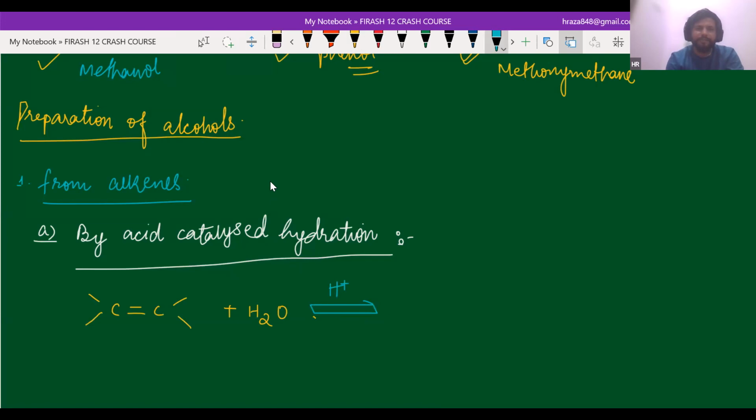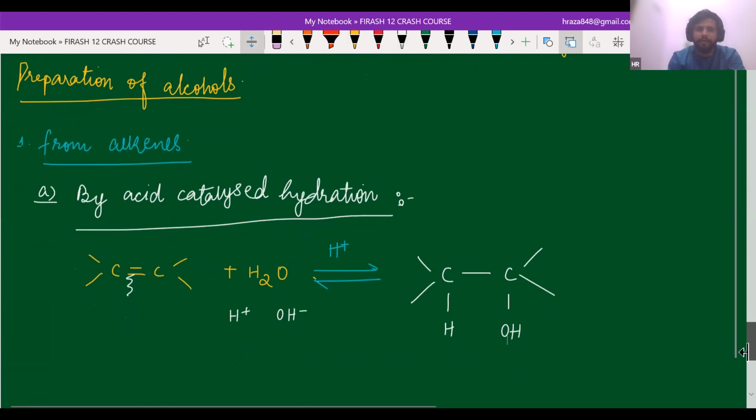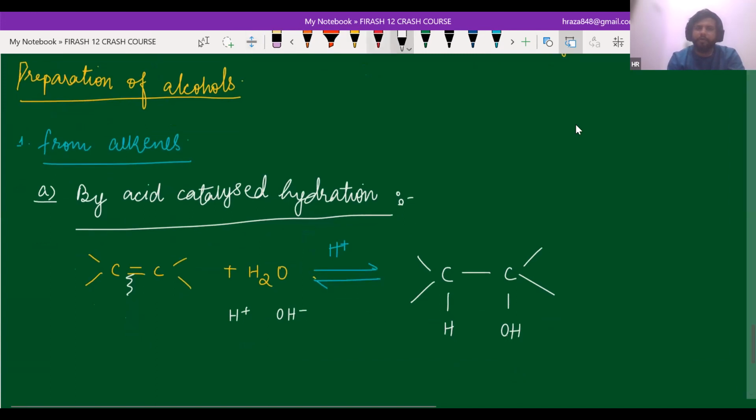So what will happen here? One of the bonds will be broken. This bond will be broken, and H2O has two parts, H plus and OH minus. It will go across the double bond. So the bond is broken, and you can see H will go here and OH will be here. Is that clear? And generally it follows Markovnikov rule. So are you aware of Markovnikov from class 11th?